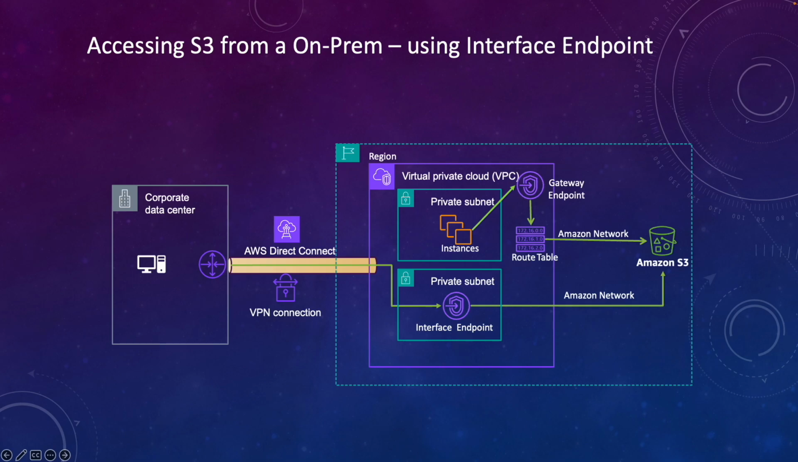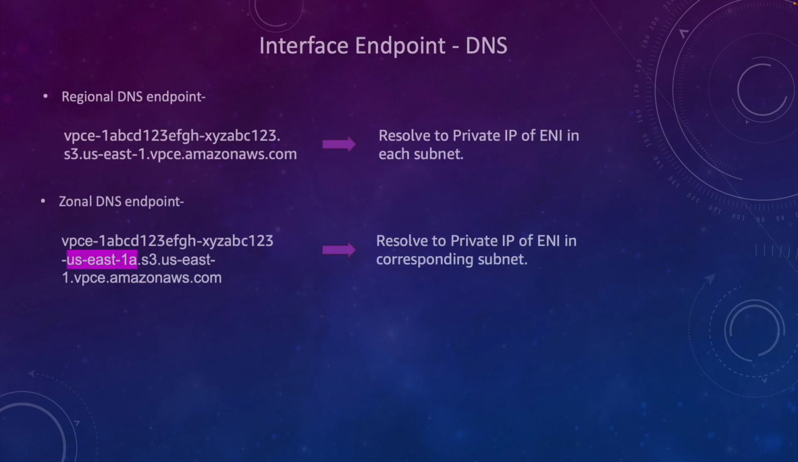Now let's talk about the DNS names. Your EC2 instances within the VPC can access your S3 bucket by using the DNS name s3.us-east-1.amazonaws.com. And when you create an interface endpoint, you get different DNS names. So let's talk about what are the different types of DNS names you get by creating an interface endpoint. You get regional and zonal DNS names.